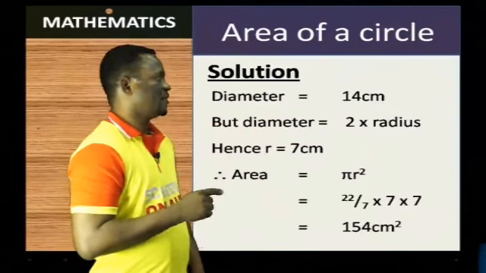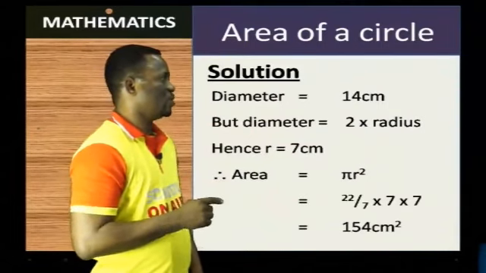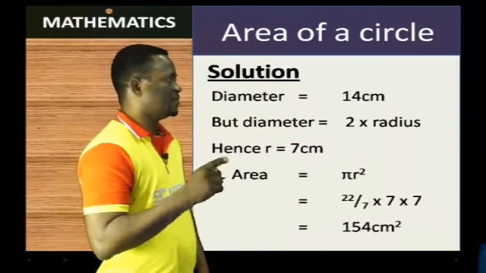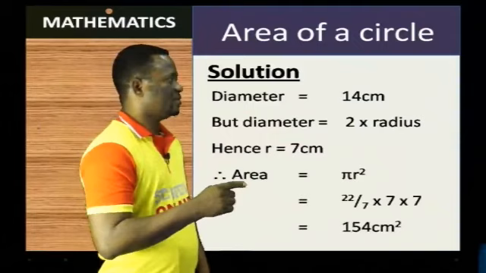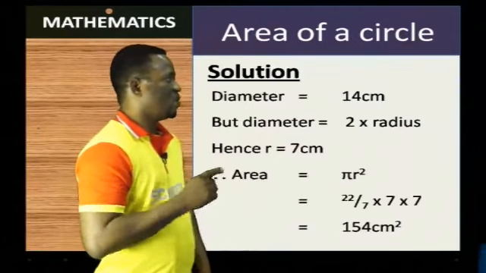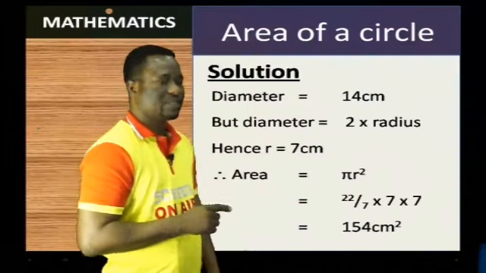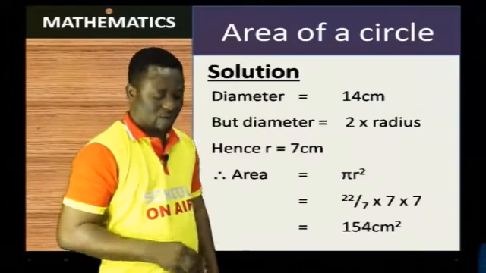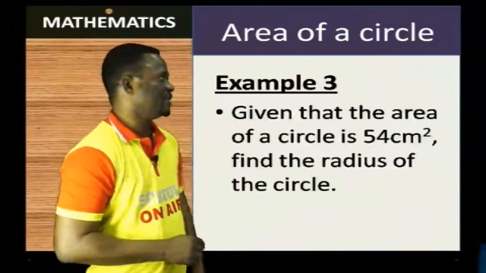Therefore, area is equal to pi r squared as usual. So we have 22 over 7 times 7 times 7. 7 will cancel 7. We have 22 times 7, and that gives us 154 centimeter squared. Centimeter squared and not centimeter.